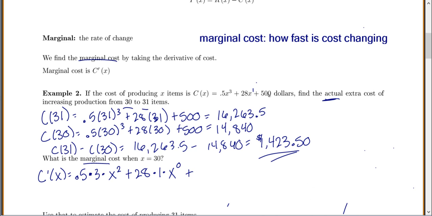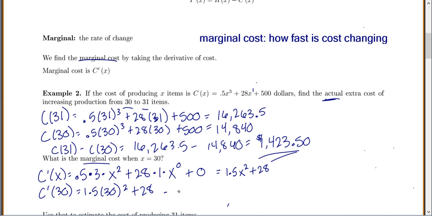Plus 500, what's the derivative of a constant? The derivative of a constant is always 0. So we have 0.5 times 3 is 1.5x squared plus 28, because x to the power of 0 is just 1. So that's our derivative. So our derivative at 30 equals 1.5 times 30 squared plus 28, which is 1,378.